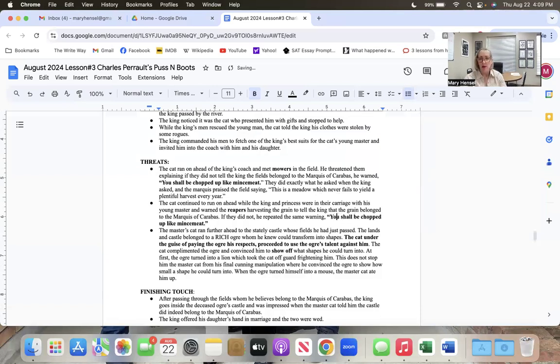Okay, so he passes some mowers in the field. The king's going to ask you who this field belongs to. You're going to tell him the Lord Master of Carabas. And if you don't, you shall be chopped up like mincemeat. So they do when the king asks.